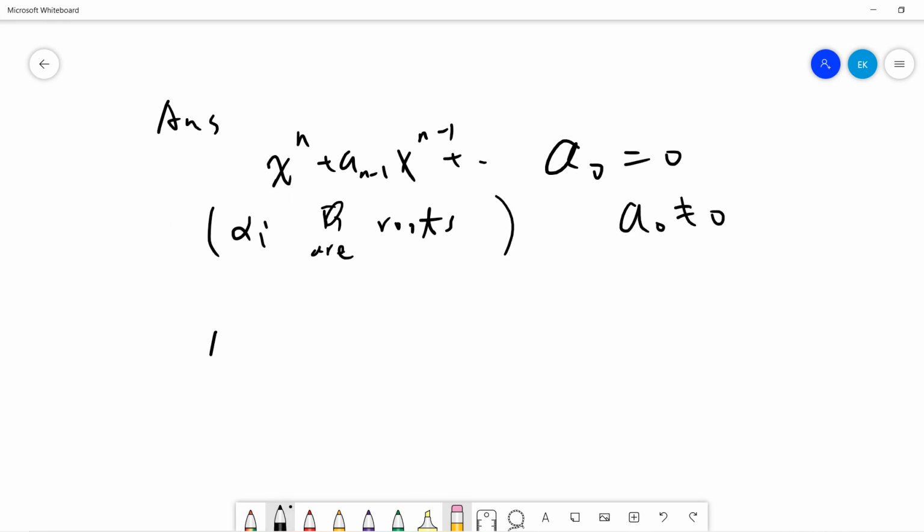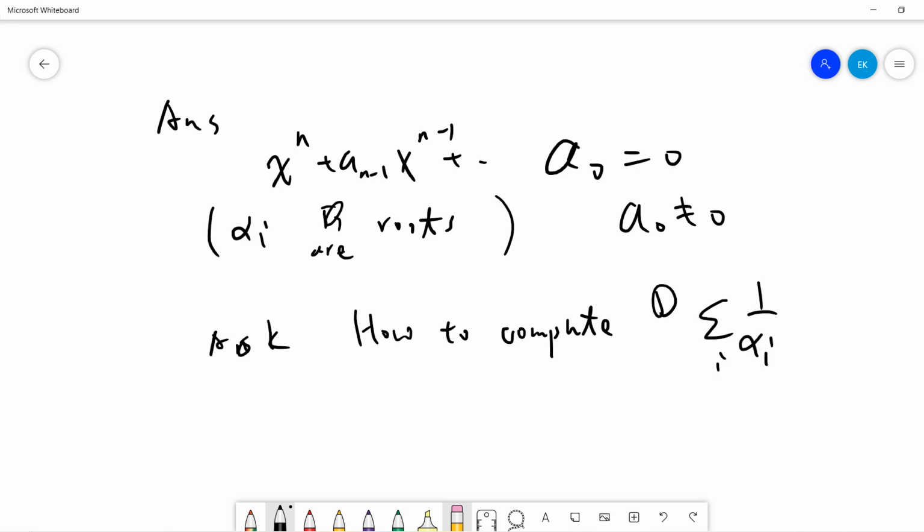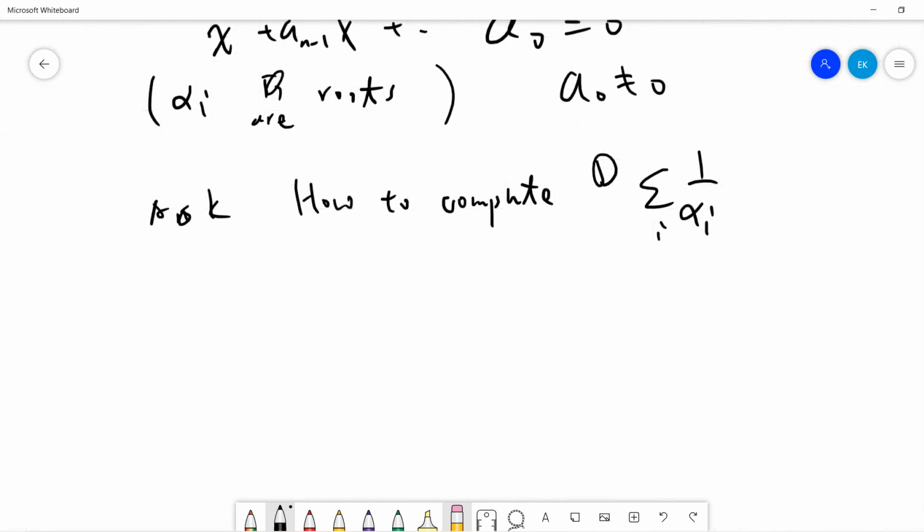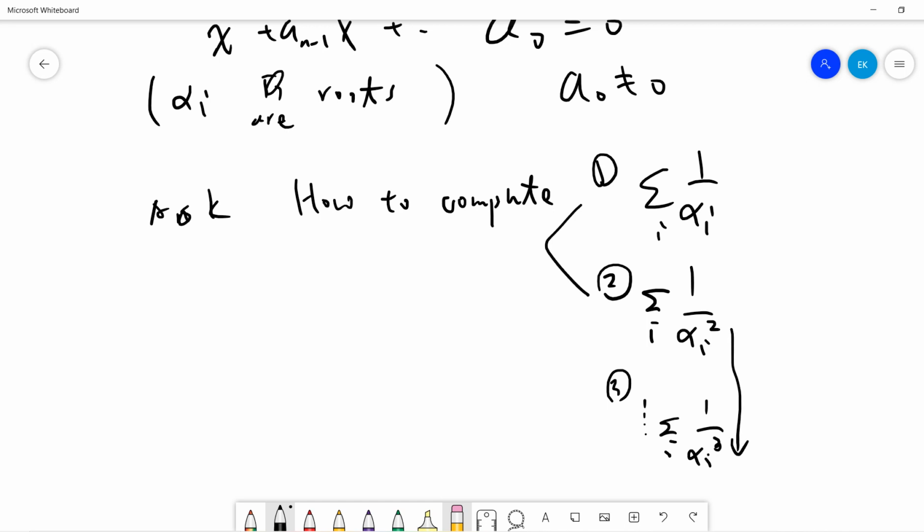Okay, and I want to ask how to compute the first one, the sum of the inverse of these roots. Since a0 is non-zero, all the alpha i are non-zero. And the second is, what is the sum of the squares? Now you can do the other derivation after I tell you how to compute these two.